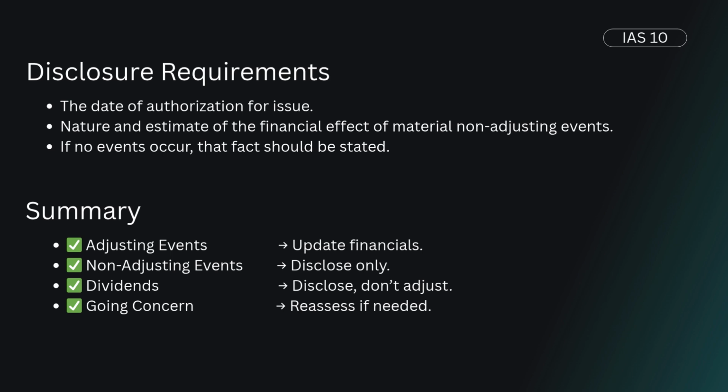Summary of today's topic. Number 1. Adjusting events should be updated in the financial statements. Number 2. Non-adjusting events should be disclosed only. Number 3. Dividends must be disclosed, but must not be adjusted. And the 4th one is, going concern basis should be reassessed if needed. That sums up today's topic.